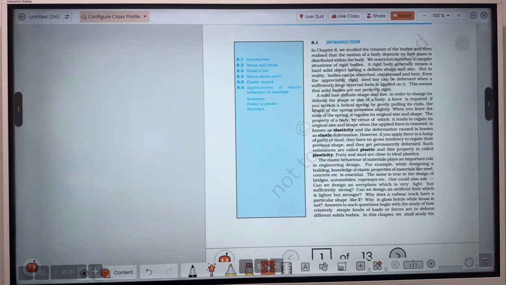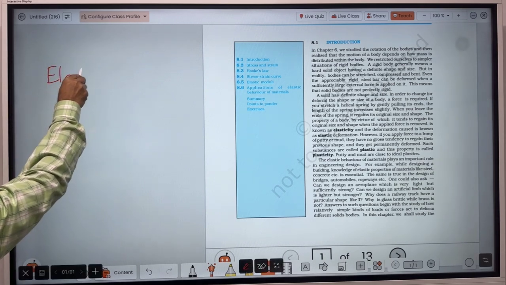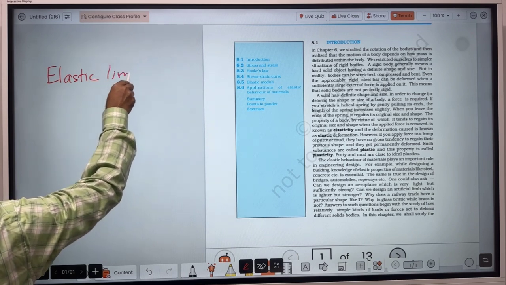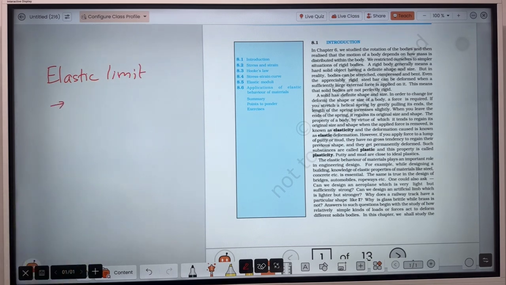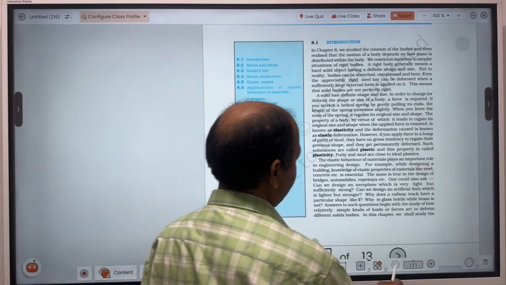There is another term, elastic limit. So what is that? Elastic limit means if you are applying a deforming force and the body regains its shape, what is the maximum value of deforming force up to which the body regains its shape? That will be the elastic limit. Now Hooke's law is defined within the elastic limit.